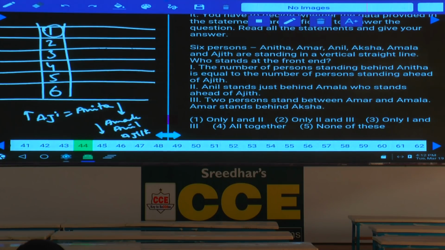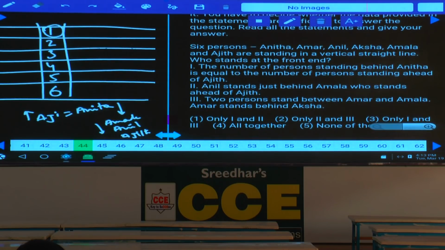Then if you combine 1 and 3, with 2 persons standing between Amar and Amala, and Amar standing behind Aksha, by combining these also we cannot determine because there is no definite position given. Done with this? Then by combining all of these, tell me whether we can determine the answer or not.